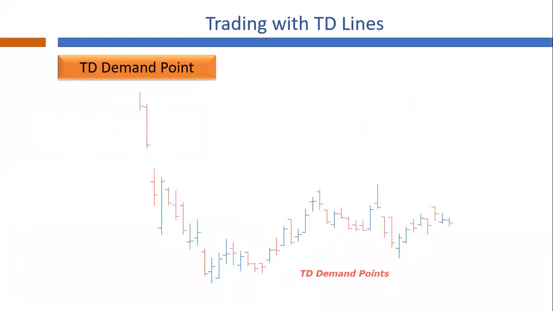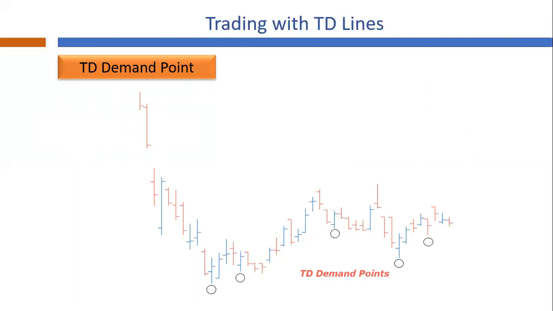We can identify TD demand points on the chart. We can see that the low of the marked bar is lower than the low of the previous bar and the low of the next bar. Here is one more TD demand point. The condition mentioned earlier is satisfied here too. This way, we can identify various TD demand points on the chart.